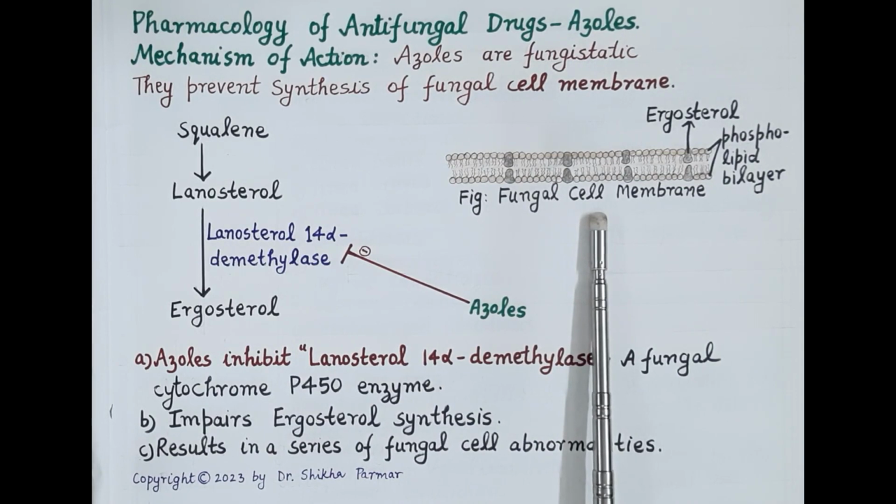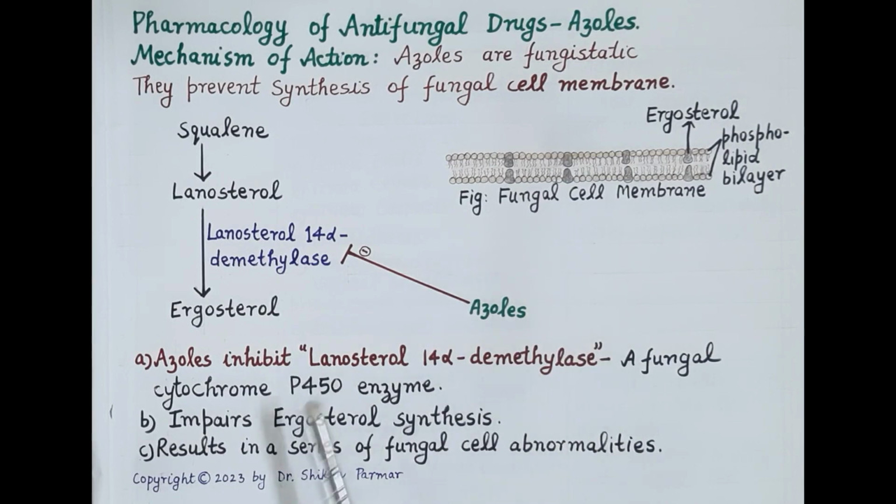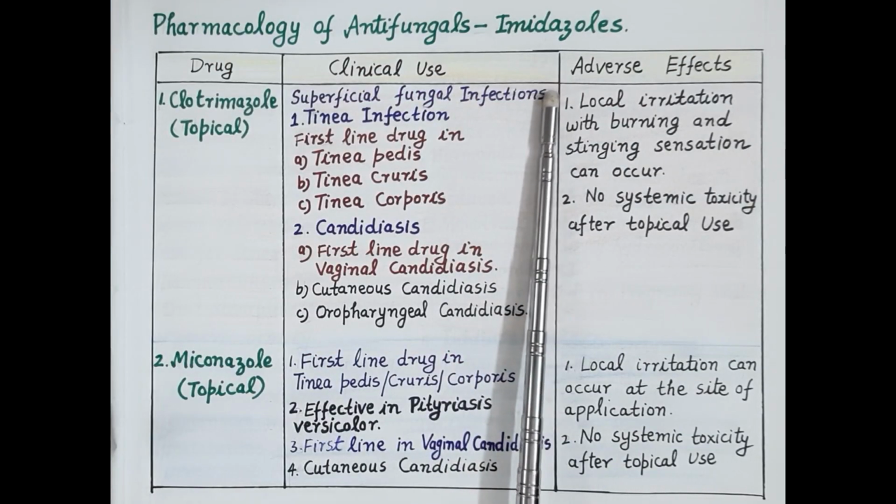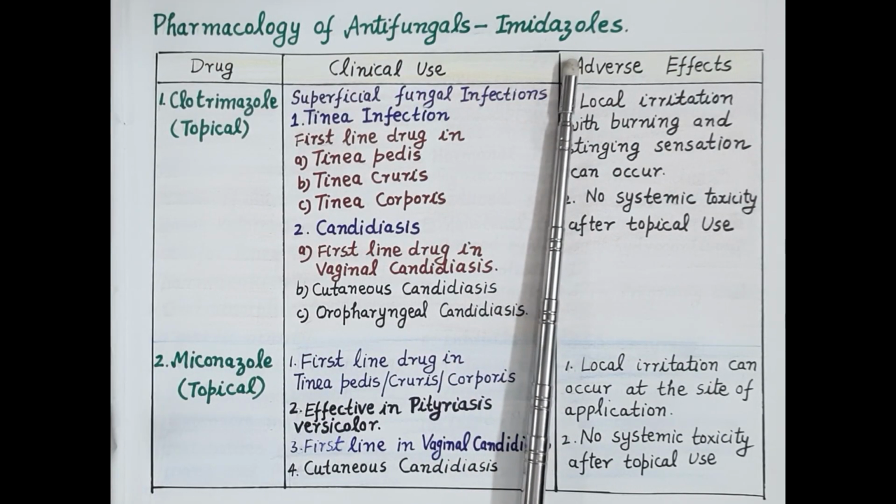Another important point to understand here is that cytochrome P450 enzymes are also present in the human body. So azoles inhibit cytochrome P450 enzyme, and thus they produce a number of interactions with several drugs. So now let's understand pharmacology of drugs covered under azoles. Let's first discuss pharmacology of imidazoles.